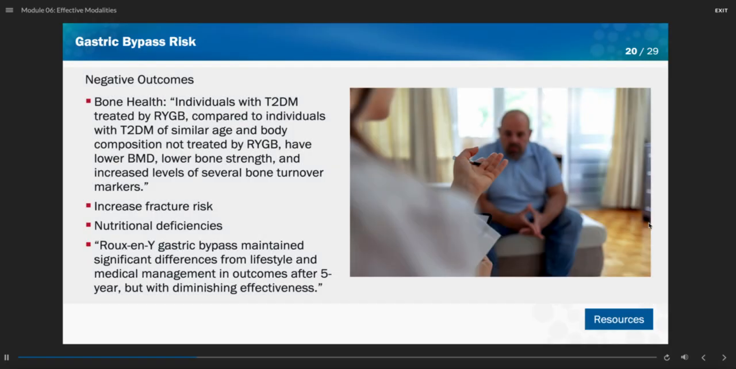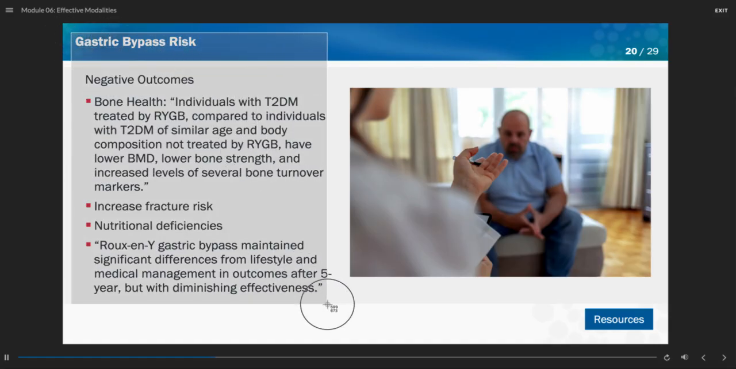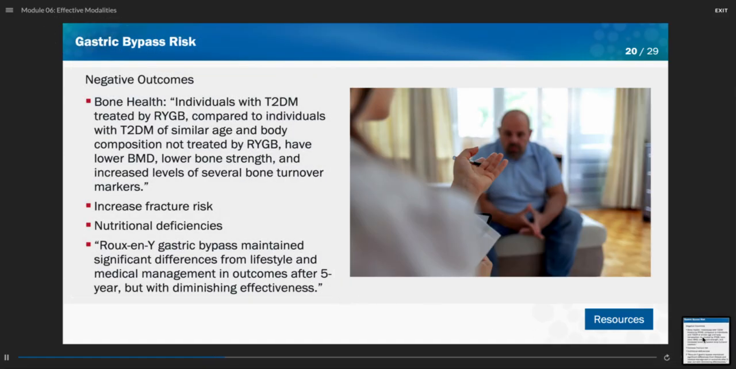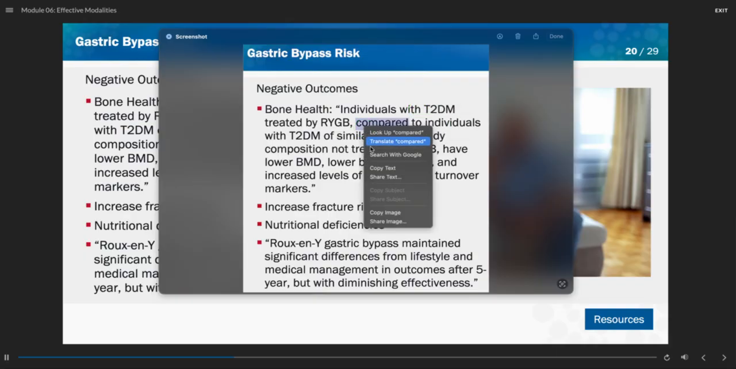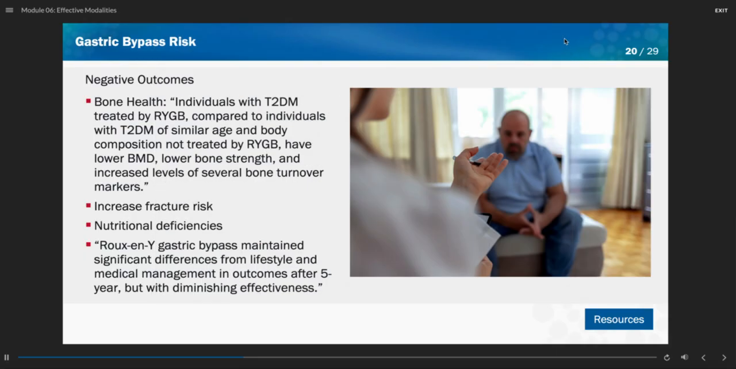In looking at bone health, the research has shown that individuals with type 2 diabetes treated by Roux-en-Y gastric bypass surgery, compared to individuals with type 2 diabetes of similar age and body composition, have lower bone mineral density, lower bone strength, and increased levels of several bone turnover markers. This puts them at an increased risk of fractures, and this is in fact what the research shows, that people with gastric bypass have an increased incidence of fractures.